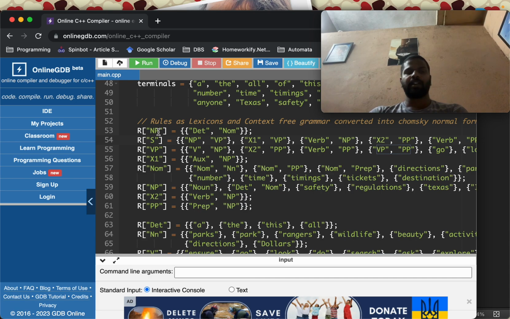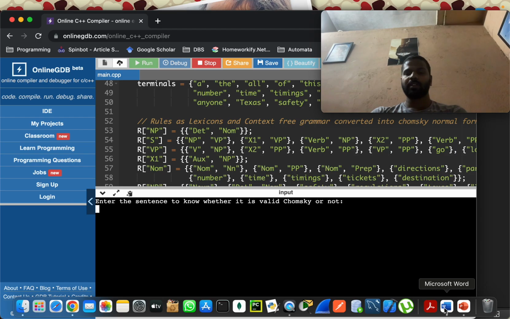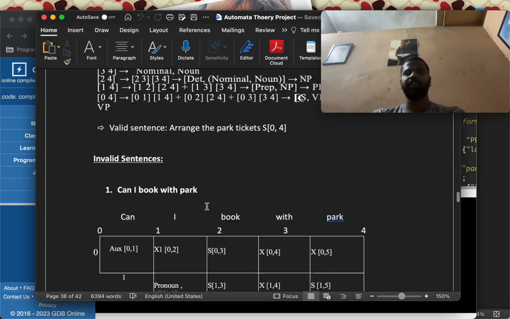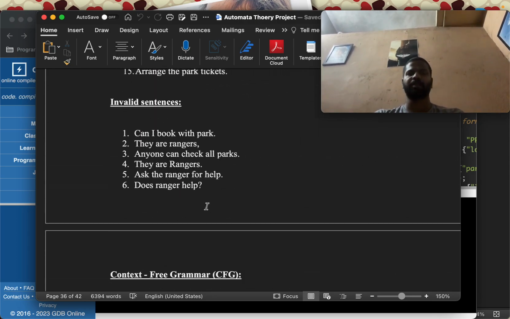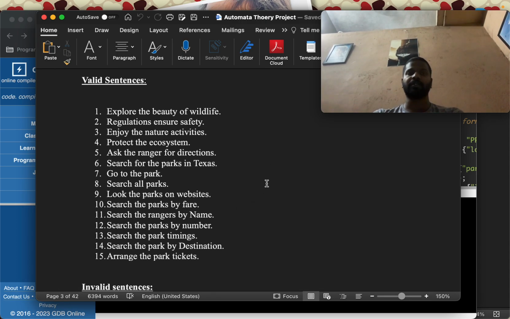The NP, noun phrase, can be expanded because two non-terminals combine to give one non-terminal. So let's discuss the Chomsky normal form later, after the execution of my sentences. This is the rule that I give, and I derived two non-terminals into one non-terminal to execute my code. Let's run the code. I have taken 15 valid sentences and 6 invalid sentences for my project, and these 15 are the valid sentences which my code says are valid.